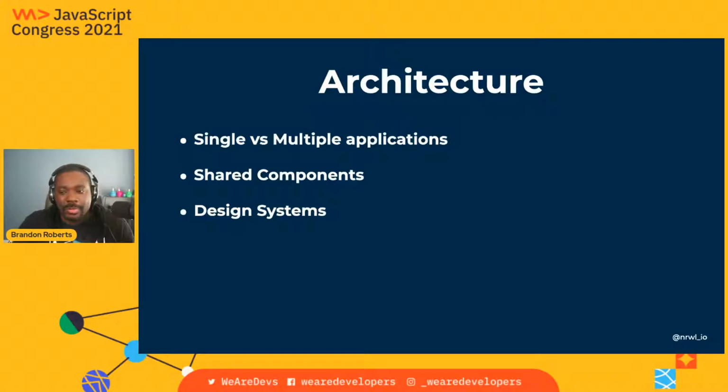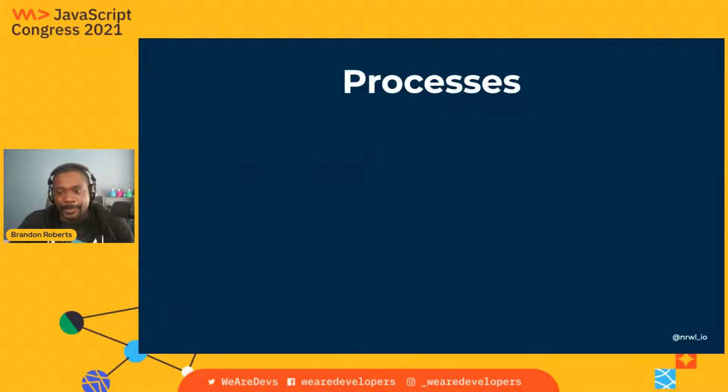Shared components may end up becoming part of a design system, where this becomes an overall part of your strategy of how you ship apps. And there are also data APIs that you need to consume or maintain. So these are all things that go into the architecture of what you're building with Angular.